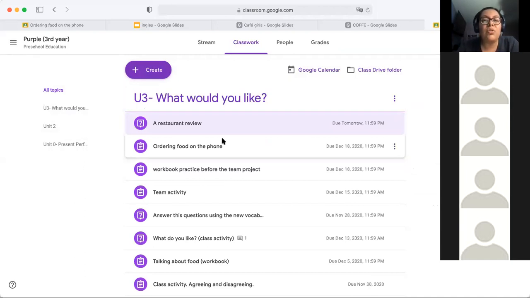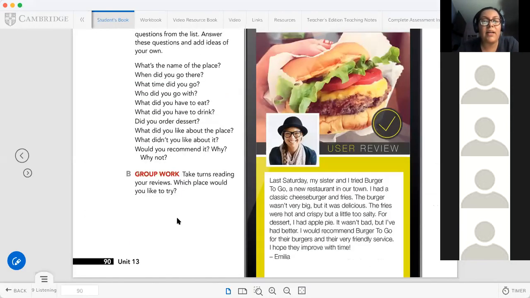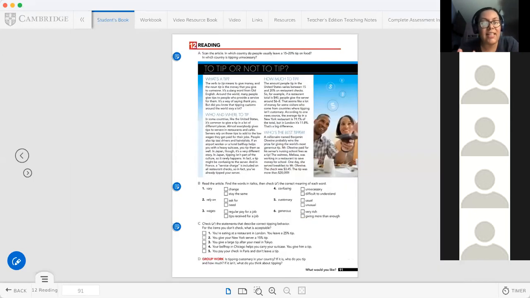And just to close the unit, let's go back to the student's book, all right. Over here, well, this is the example. Ya dije ahí la página 90. The final page from this unit is a reading. We have a text, okay? We are gonna cover this text because it talks about something that is very common for everybody, you know, here in Mexico, in the United States, in every country. And that is the topic of tipping, okay?